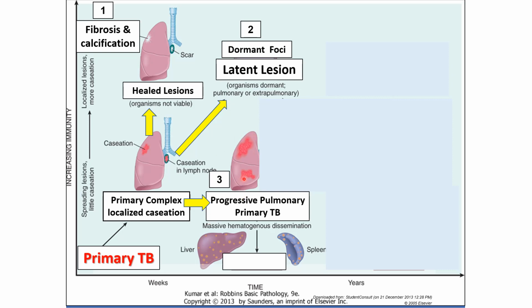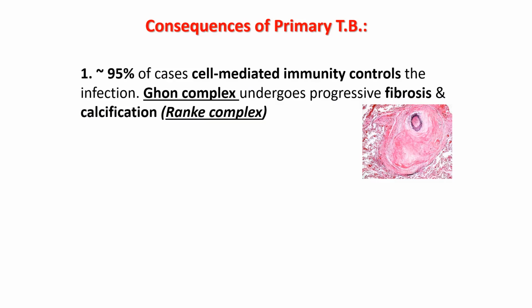Many foci of TB with caseation, extensive caseation. Some organisms can reach the blood, forming what's called miliary TB, and will spread in a diffuse way. Okay, what is the fate of primary pulmonary TB?